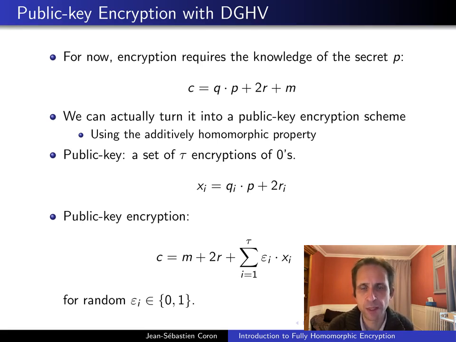So for this, we simply publish a set of encryptions of zeros. So we publish x_i's, which are q_i's times p, plus 2r'_i's, so encryptions of zeros. And then to encrypt a message M, we simply compute a random subset sum of the x_i's. And so this subset sum remains an encryption of 0. And 2r is also an encryption of 0. So eventually we obtain that C is also an encryption of the message M.